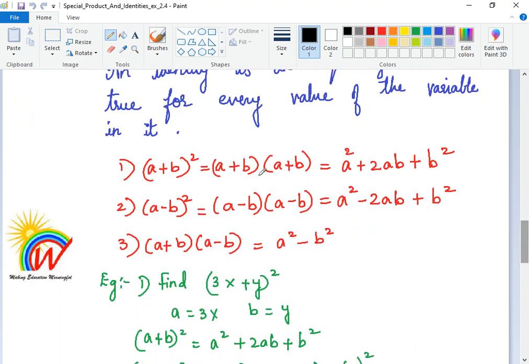Now you have three important identities. These three formulas, I want you all to memorize. You all should know this by heart. You have to do problems based on this, so you should know by heart.